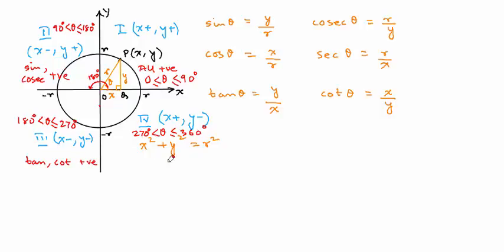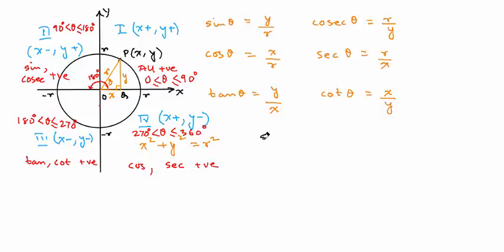And finally, in the same way, in the fourth quadrant, because x is positive and y is negative, we have cosine and its reciprocal, which is secant, as positive, and everything else is negative.